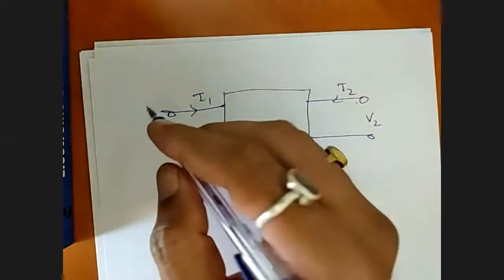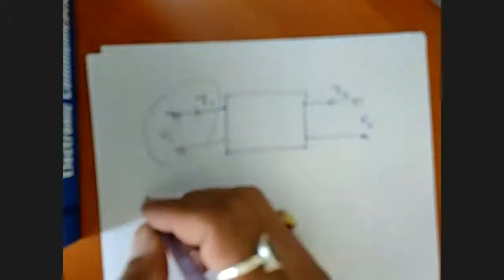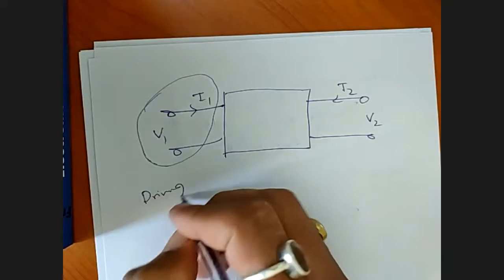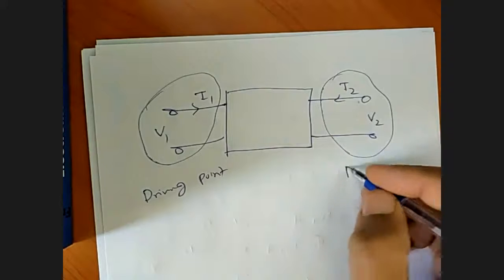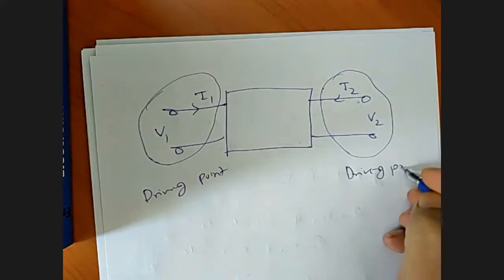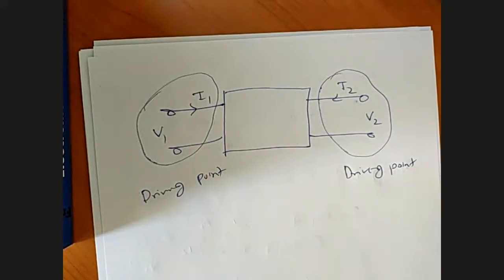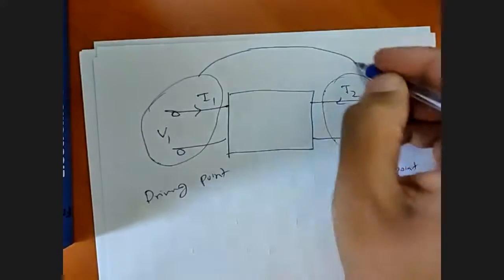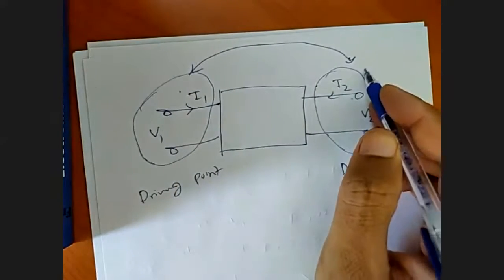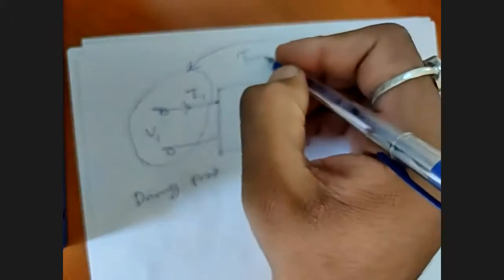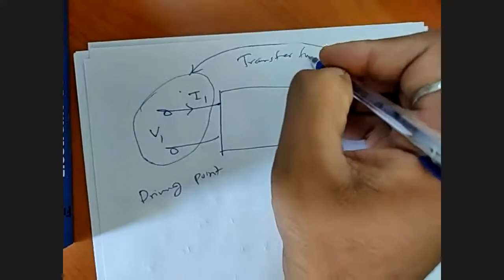If we are talking about this side, then it is driving point. If we are talking about this, then also driving point. But when we are talking about this and this, one of this side and one of this side, then it is transfer function.